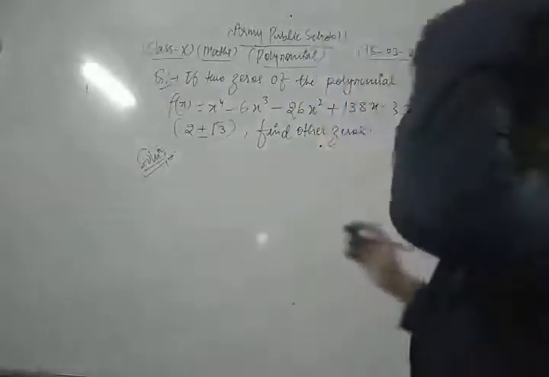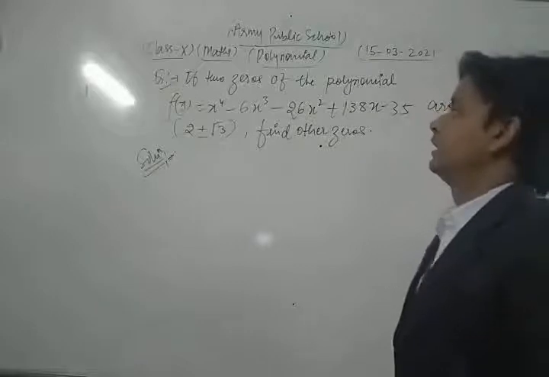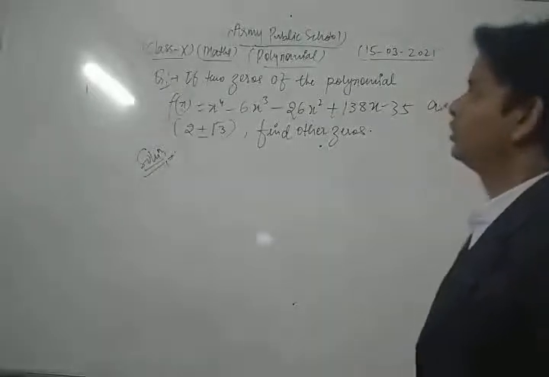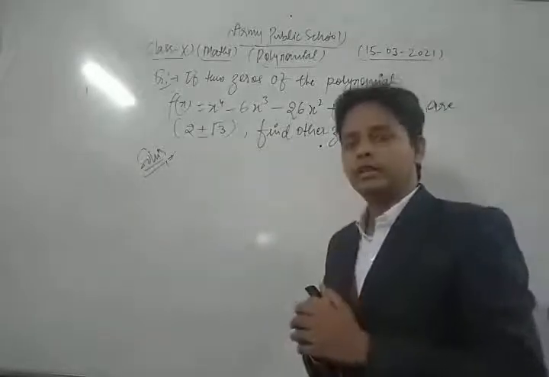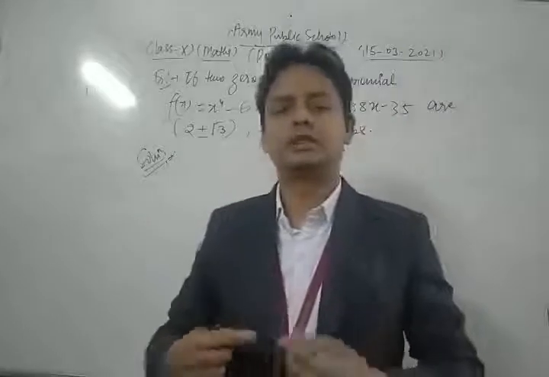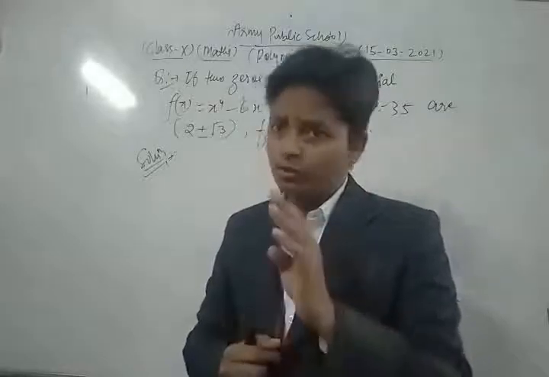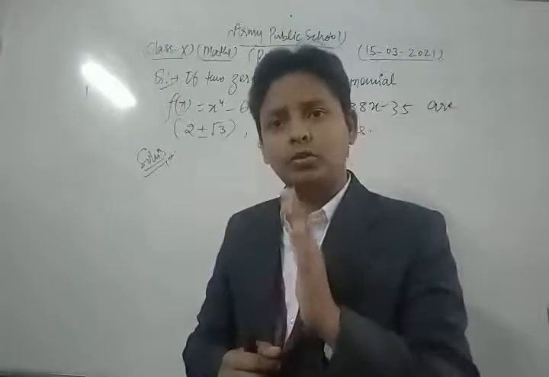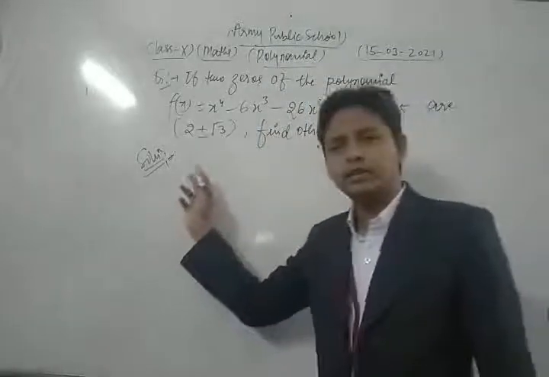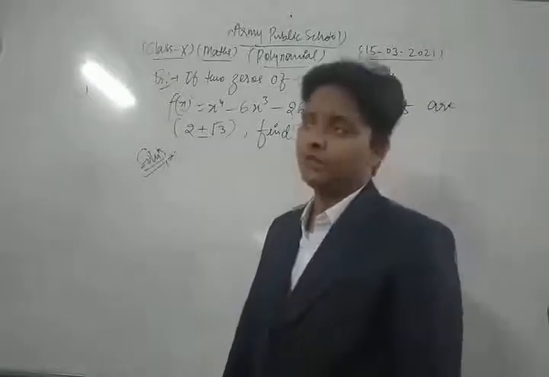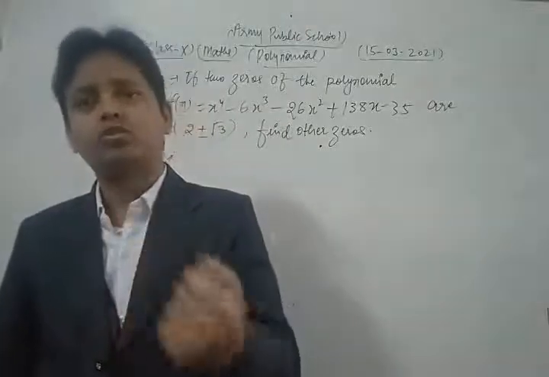Dear student, this is one of the most important questions of your syllabus. What is the concept of that question? In that question, two zeros are given. This is a biquadratic polynomial, and you know that in the previous class we discussed that any biquadratic polynomial has 4 zeros. Amongst them, two zeros are given: first is 2 plus root 3, and another is 2 minus under root 3. We find the remaining two zeros.